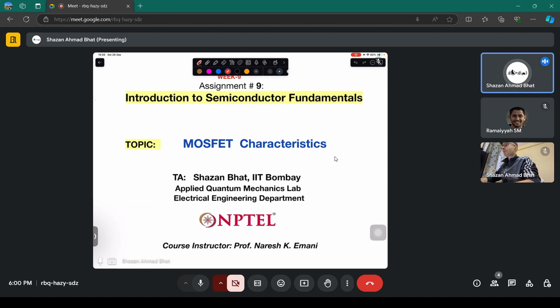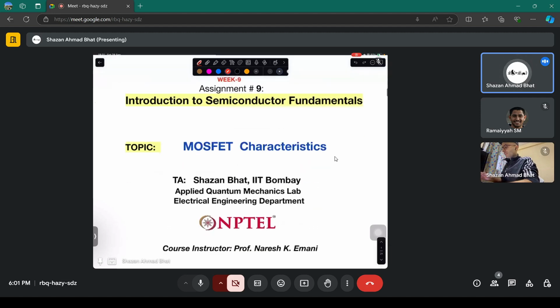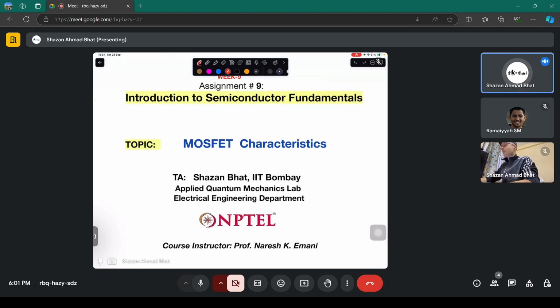As per the ritual we have been following for 9 weeks, we are currently landed at this particular topic called metal oxide semiconductor field effect transistors. That's what MOSFET stands for. We have gone through a couple of rigorous sessions and assignment sessions and finally landed at this topic.